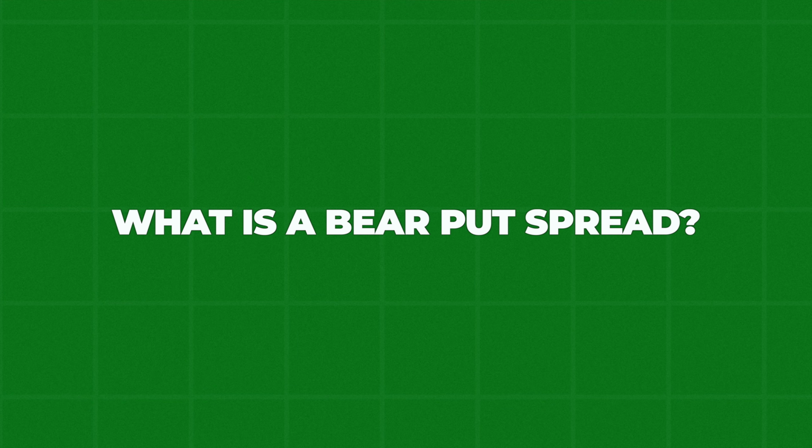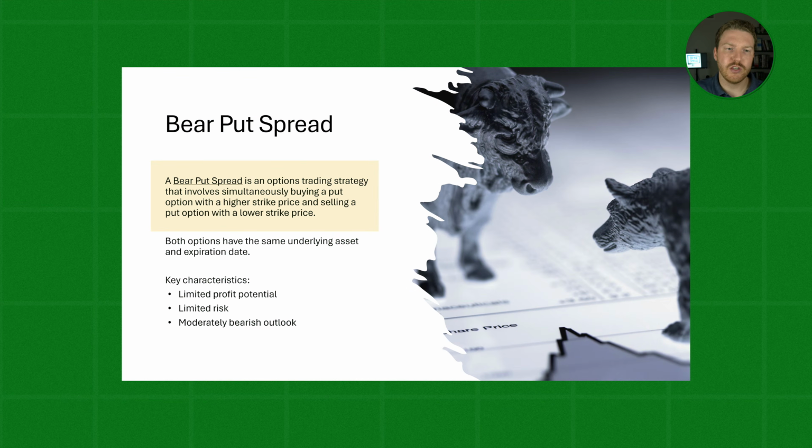Now, what is a bear put spread? It is an options trading strategy that involves simultaneously buying a put option with a higher strike price and selling a put option with a lower strike price. Both of these options must be on the same underlying asset with the same expiration date. So these options will largely offset one another.